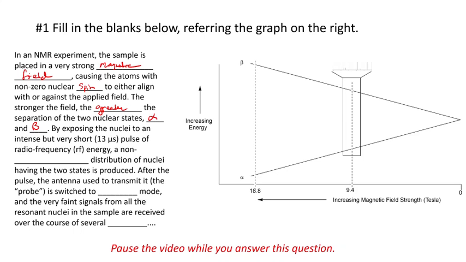By exposing the nuclei to an intense but very short 13 microsecond pulse of radio frequency, RF energy, a non-equilibrium distribution of nuclei having the 2 states is produced. After the pulse, the antenna used to transmit it, the probe, is switched to receive mode, and very faint signals from all the resonant nuclei in the sample are received over the course of several seconds.